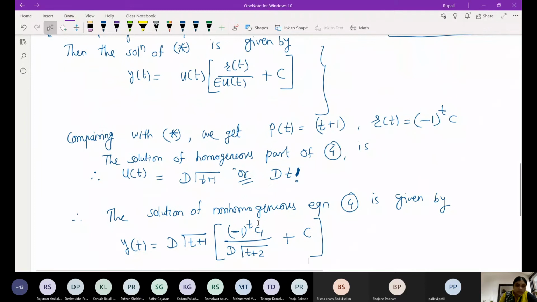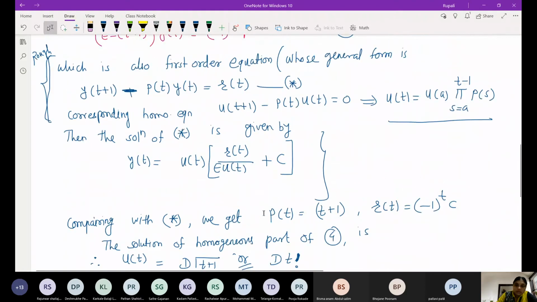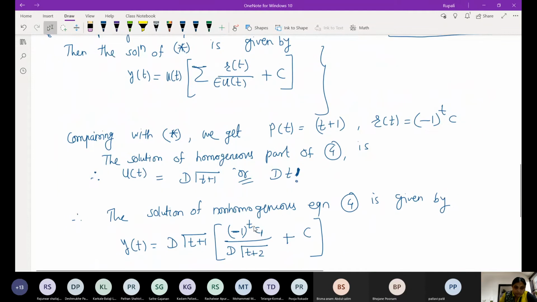There was a summation here, wasn't there? Did I not write the summation here? The summation is remaining only. Summation of r of t divided by E u of t. Not only just like that. So here we have to write the summation.